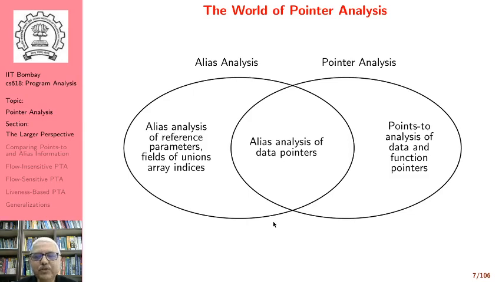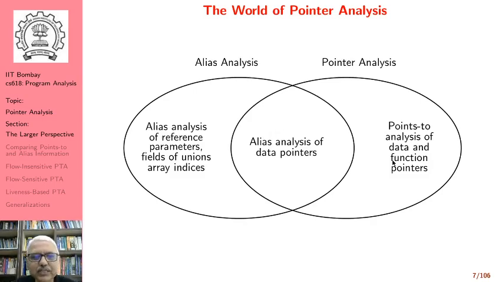So the world of pointer analysis consists of these three kinds of things, and there are two different names for it. Somewhere it's called alias analysis, somewhere it's called pointer analysis. So when we talk about pointer analysis, we are talking about alias analysis of data pointers, or points-to analysis of data and function pointers. So what do we mean by points-to analysis?